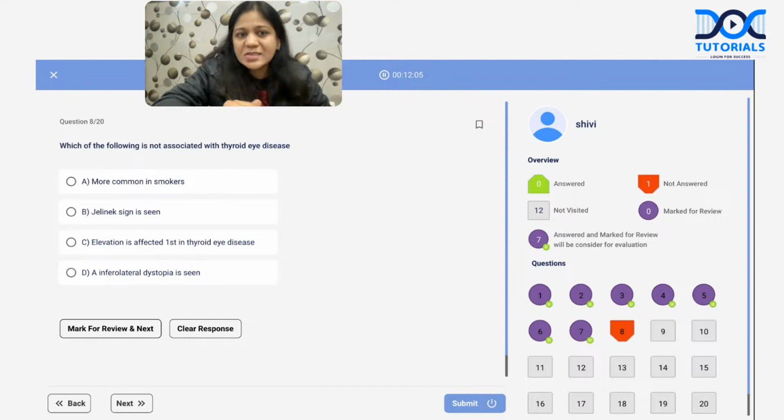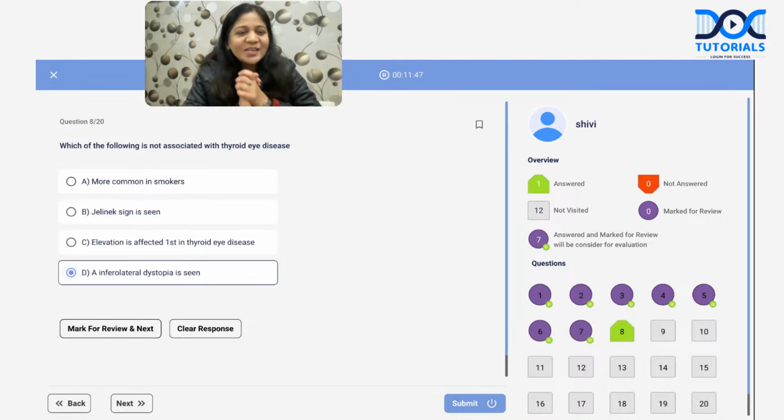Absolutely, very important risk factors, right? Now, Jelenic sign is seen. Yes, we have a pigmentation around the eyelid. This is also correct. Elevation is first affected. Yes, because inferior rectus muscle is affected in thyroid, so elevation is hampered. This is also correct. And infranasal dystopia is seen.